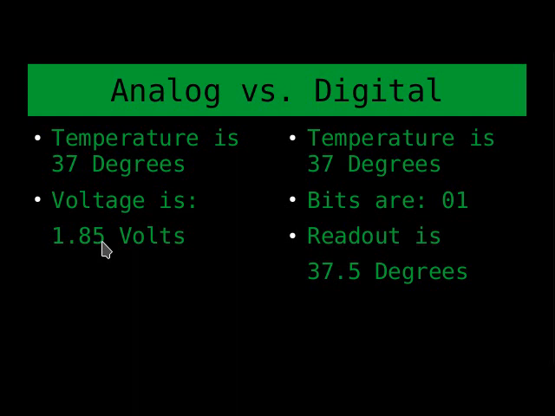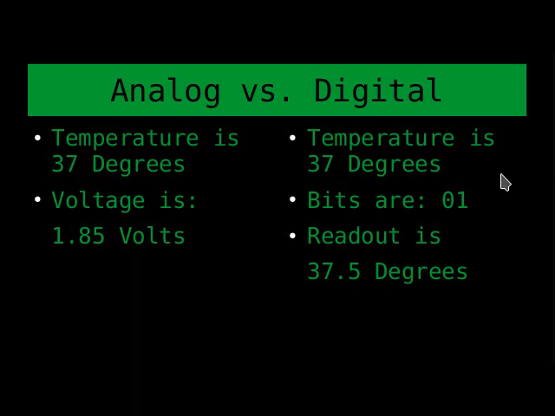Our receiving unit would receive that 1.85 volts, and it would move, say a needle on a gauge, or maybe convert it to a digital signal. But it's going to expect that 1.85 volts to mean 37 degrees. It's going to point at the 37 degree mark, or convert it to 37 in digital. Now let's take a look at what digital says.